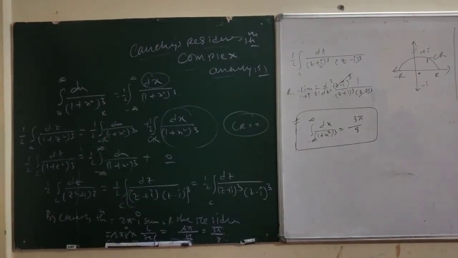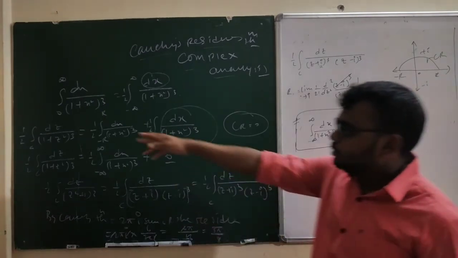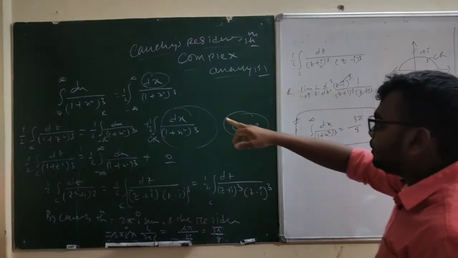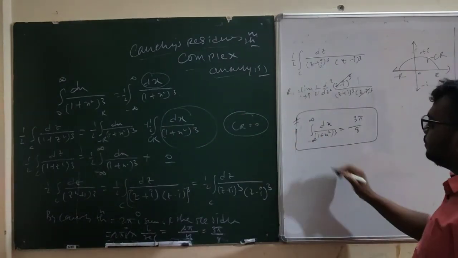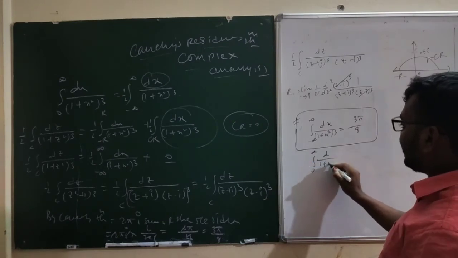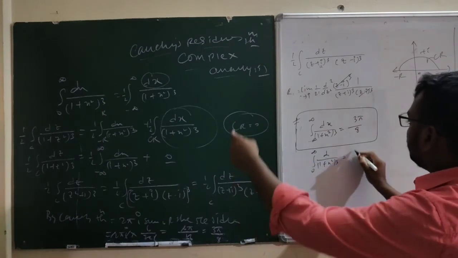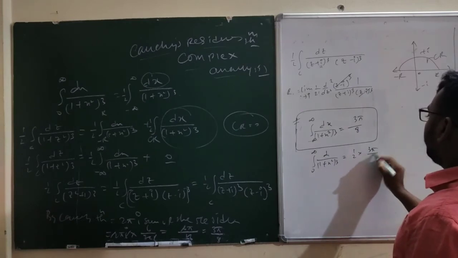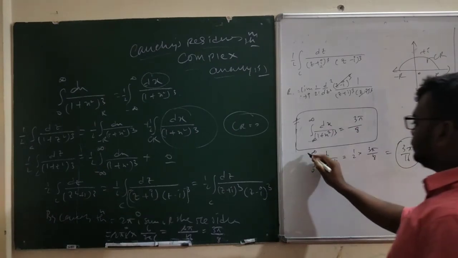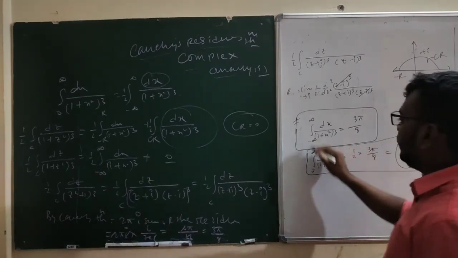So here, the integral from 0 to infinity will be half of the integral from minus infinity to infinity of dx upon (1 plus x square) to the power 3. So the integral from 0 to infinity of dx upon (1 plus x square) to the power 3 is equal to half into 3 pi by 8. Then it will be 3 pi by 16, which is the right answer of this question.